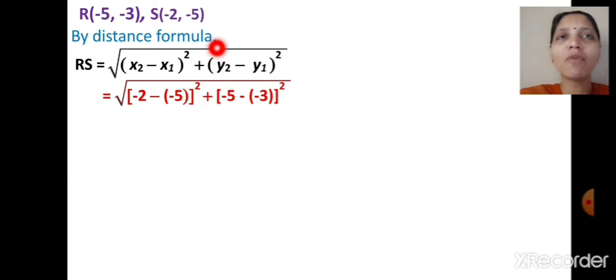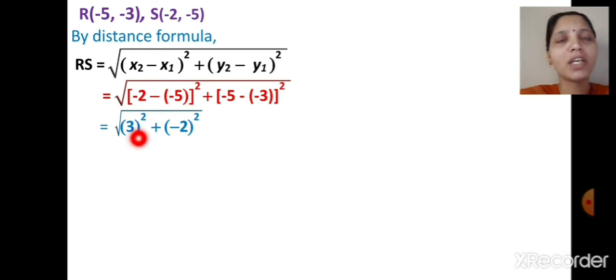Now what is the value of y2? y2 is -5 minus, now you have to write the value of y1, that is -3 bracket square. Therefore, that is equal to square root of, now -2, this minus minus becomes plus. So -2 plus 5 is equal to 3. So you will write here 3 square plus, this minus minus becomes plus, so you have -5 plus 3, that is -2 bracket square. That is equal to square root of 3 square is 9, and -2 square is 4.